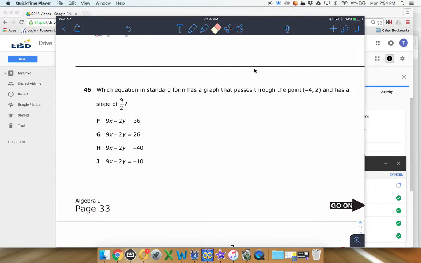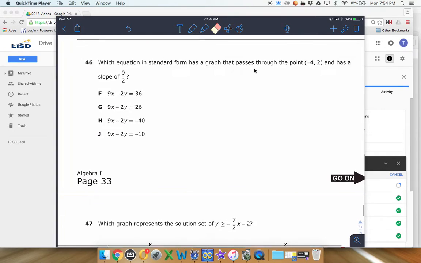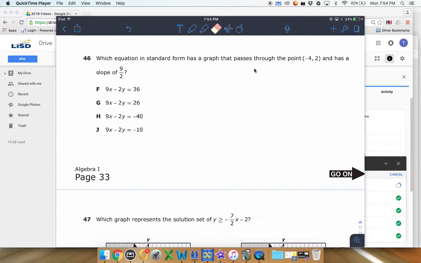All right, here we go. We got question 46 going on right here. Which equation in standard form has a graph that passes through this point here? You got negative 4 comma 2, and it has a slope of 9/2.